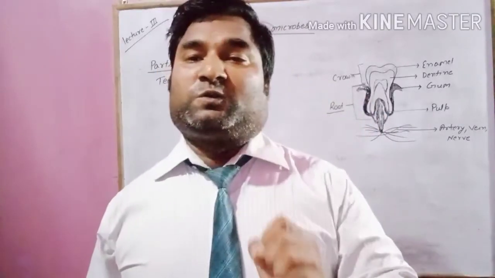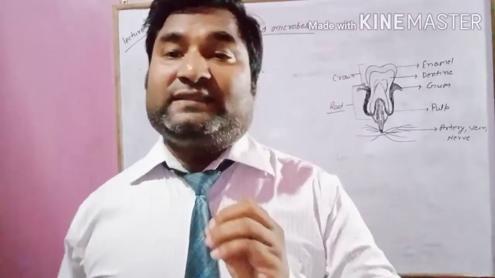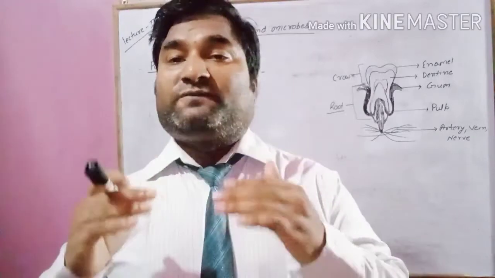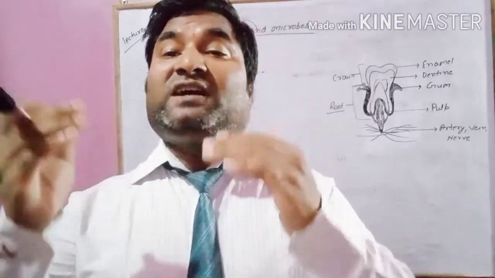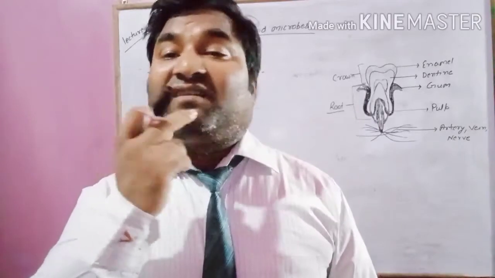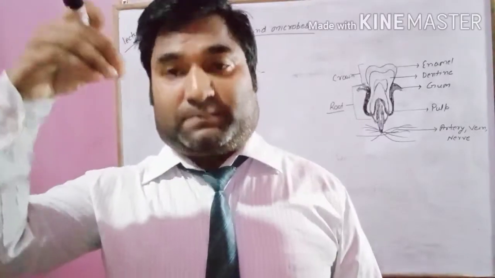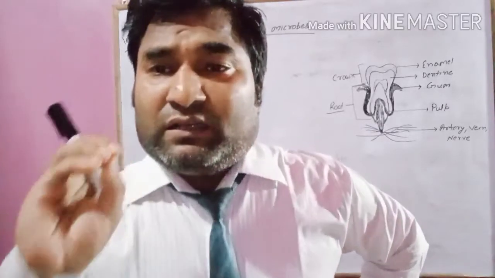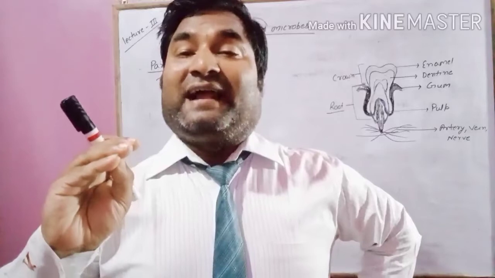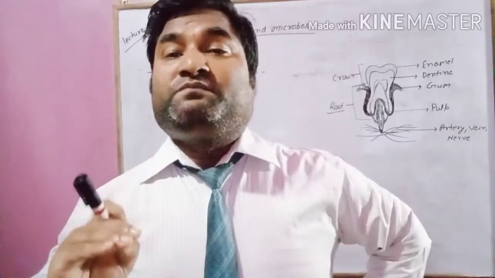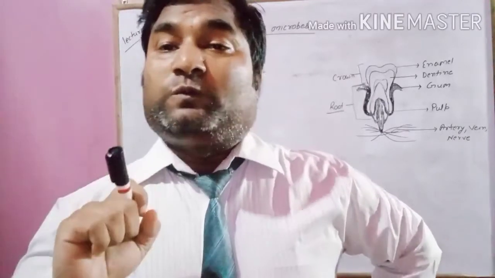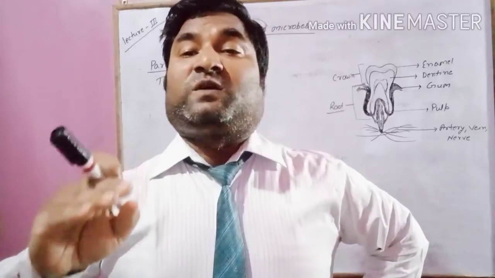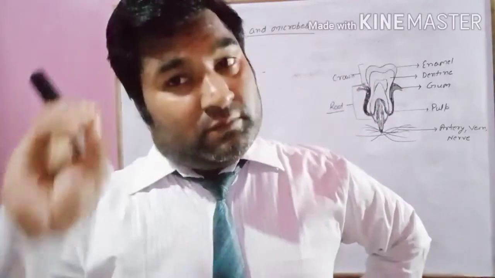Same thing here also. When we see our teeth, the part of the teeth that we can see is the part which is above the gum. What is gum? The pink colored structure in which teeth are placed is called gum. So the part of the teeth that is above the gum is called the crown, and the part of the teeth which is below the gum is called the root.